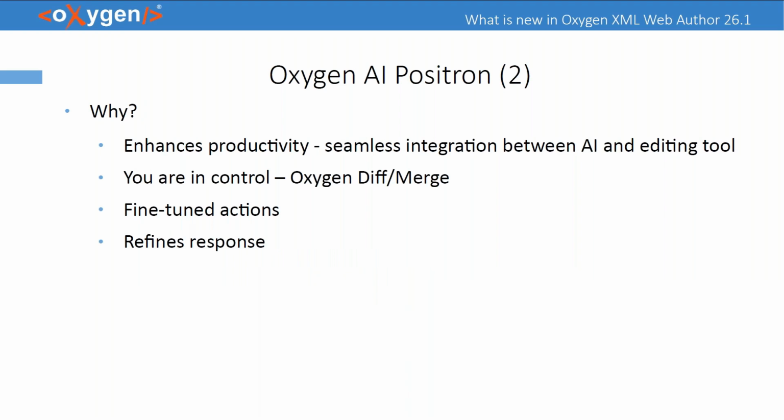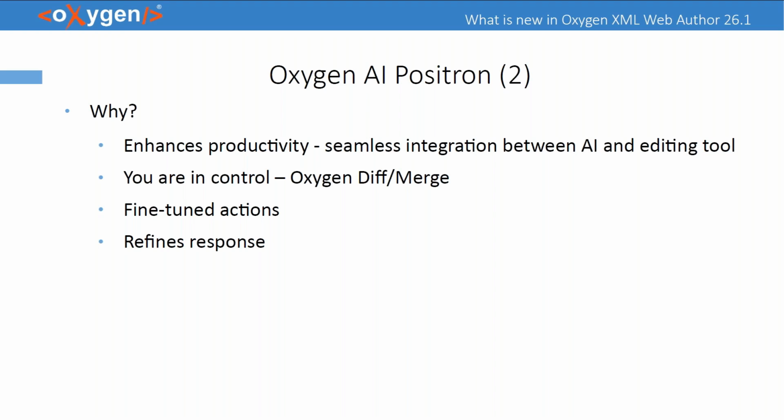You may wonder why to use Oxygen AI Positron. Of course, you can use ChatGPT directly, but with Oxygen AI Positron, you have better productivity because of the great integration with the editor. Another reason is that you are in full control because you can preview the differences proposed by AI and accept them individually instead of receiving from ChatGPT the whole document scrambled and trying to find the differences and maybe risking copying also some bad changes without noticing.